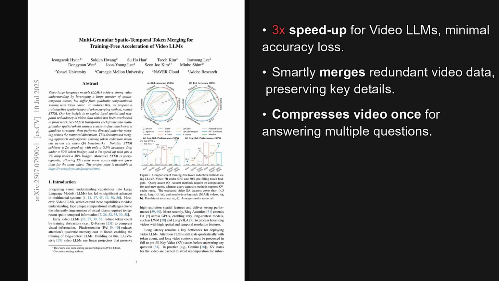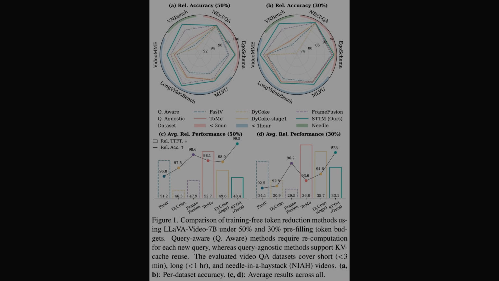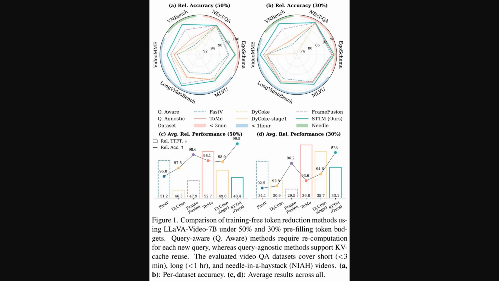The authors propose a new, training-free way to merge video tokens by looking at redundant information in both space and time. Also, the authors shared their implementation on GitHub, so for anyone who wants to dig into the code, you can find the STTM repository online. It looks like it's the initial code drop, so you'll find the core files to see how their token merging approach is implemented.